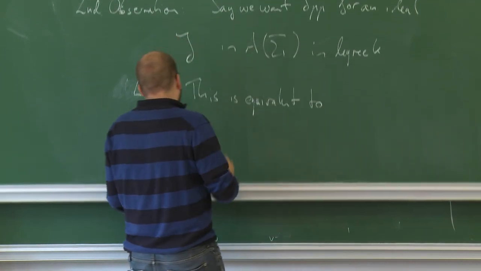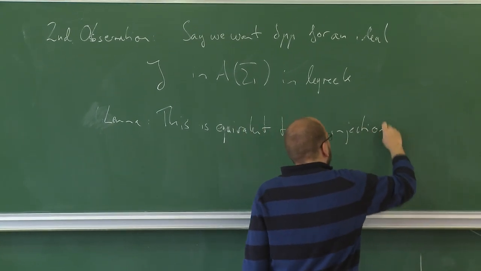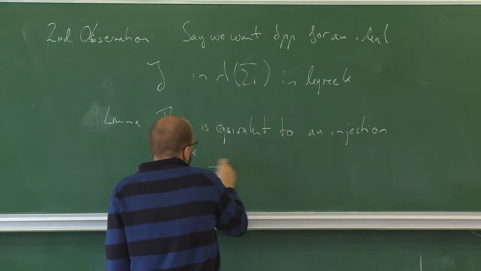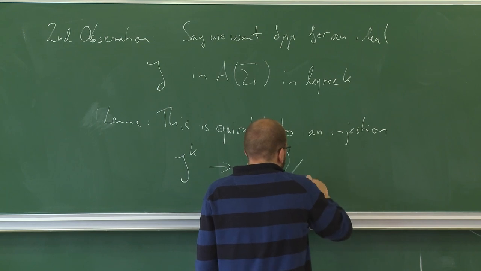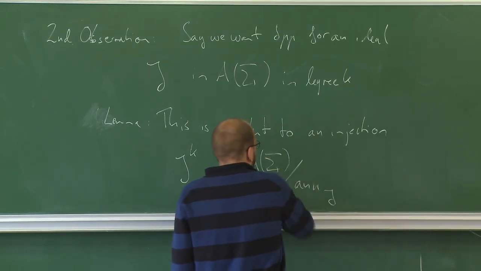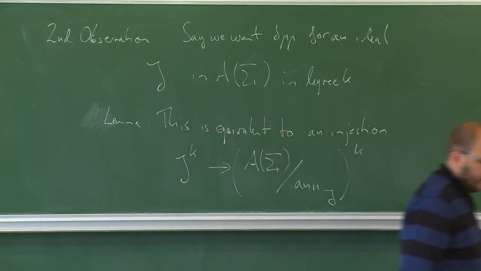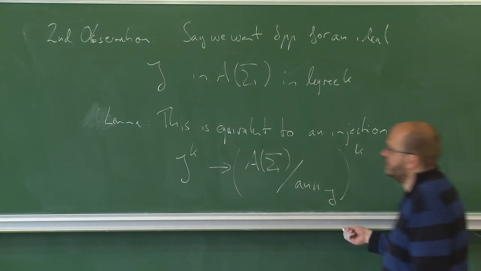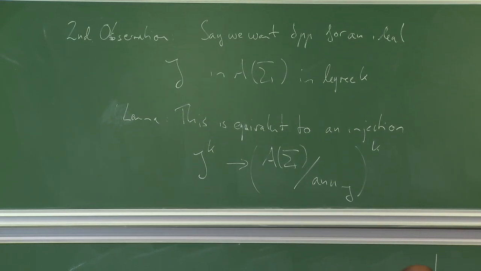to an injection from J in degree k to A_sigma modulo the annihilator of J in degree k. All right, the pairing property in this Poincaré duality algebra is just saying I have an injection from J to the quotient of A_sigma by the annihilator of J. All right, that's just an almost empty statement.